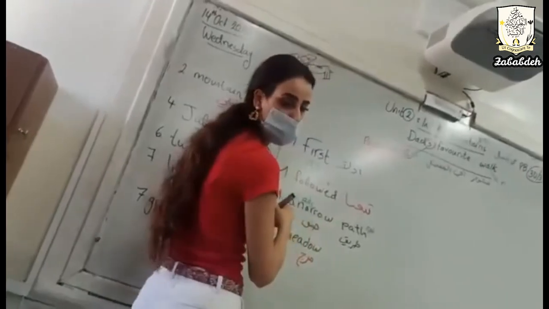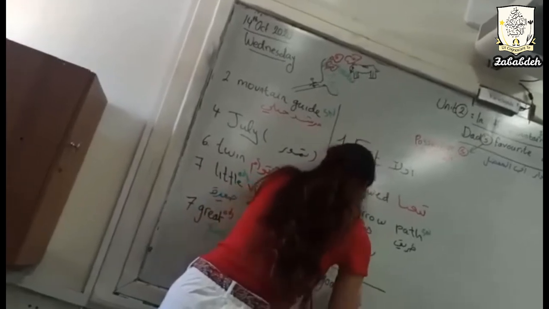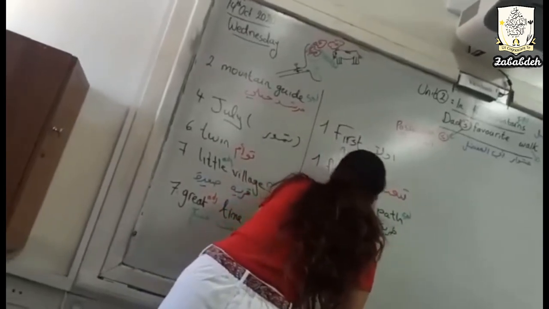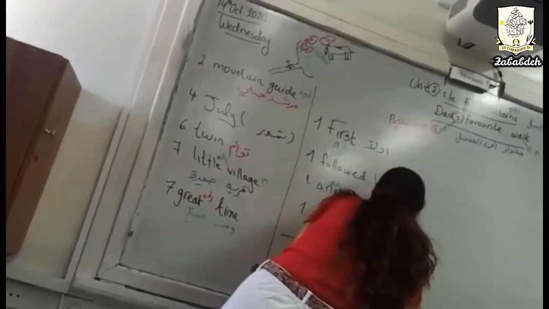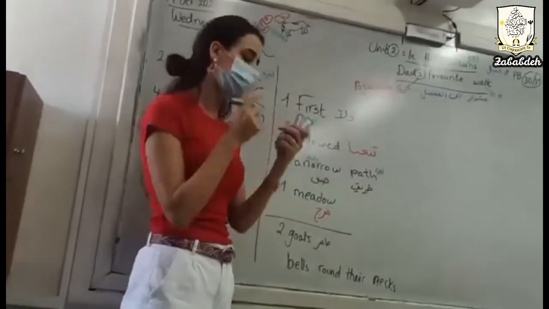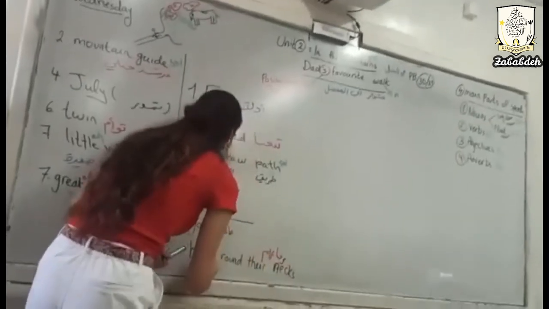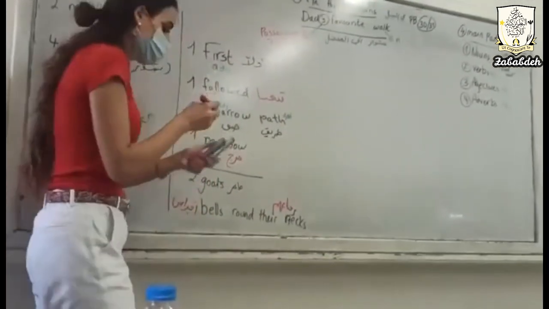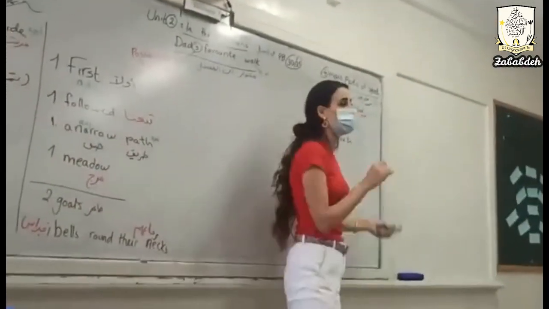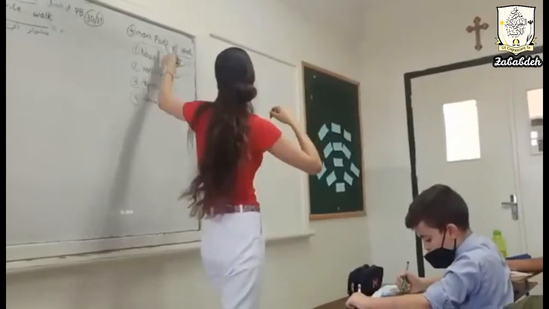So then we had lots of flowers and there were goats, line two. Goats. Bells round their necks. So what's the meaning of neck? Write that down, please. Bells. Okay. Who would like to tell me which part of speech is bells? Is it a noun, a verb, an adjective, or an adverb? Bells.